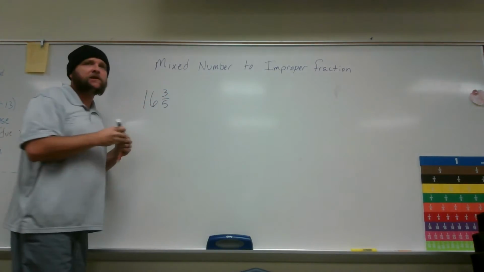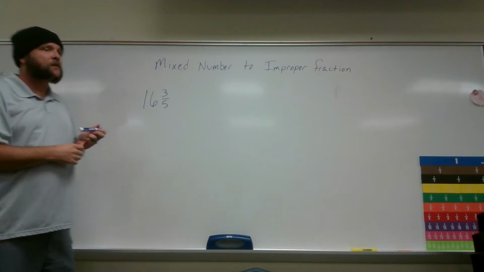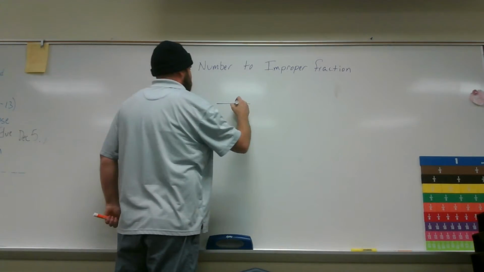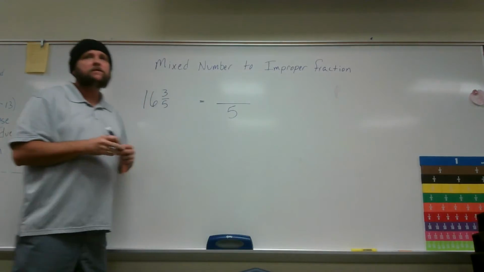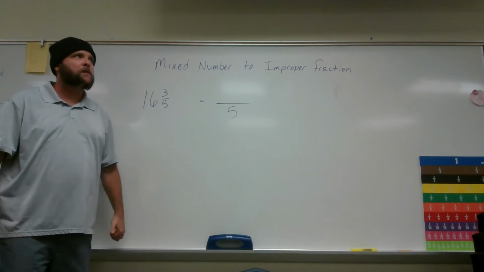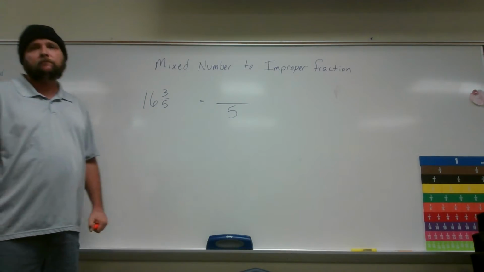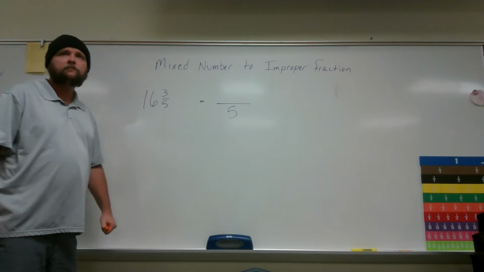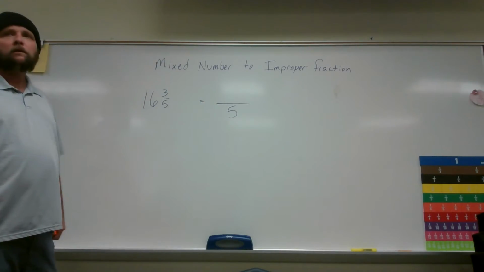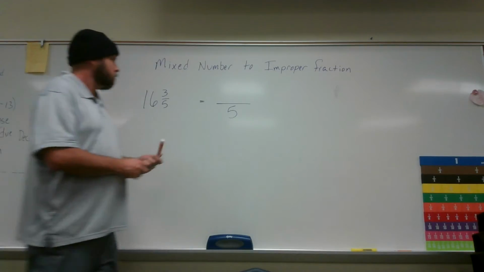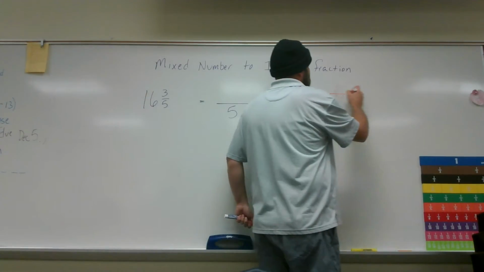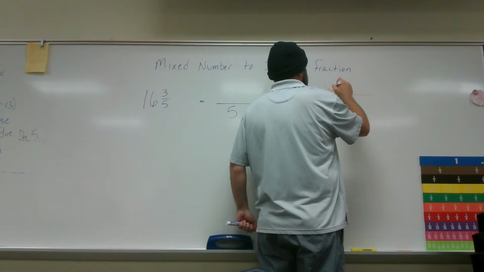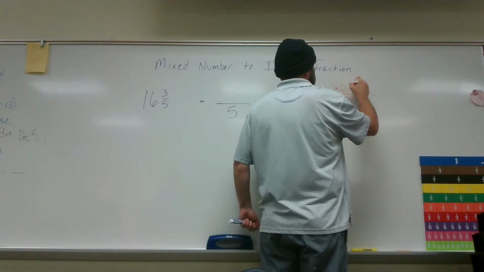All right, so 16 and 3/5. Change that to an improper fraction. 16 and 3/5 changed to an improper fraction. Okay, wait, 5 times 16, the whole number. Do we multiply the whole by the denominator? Our denominator stays the same. Your whole number times your denominator plus your numerator.